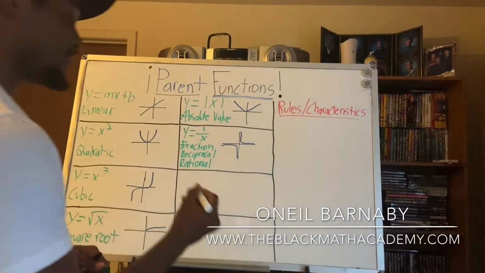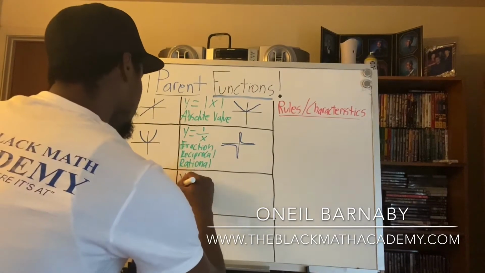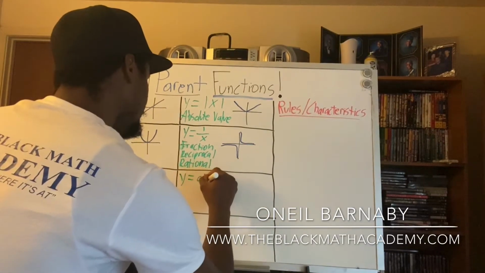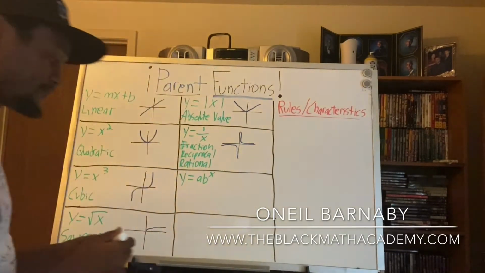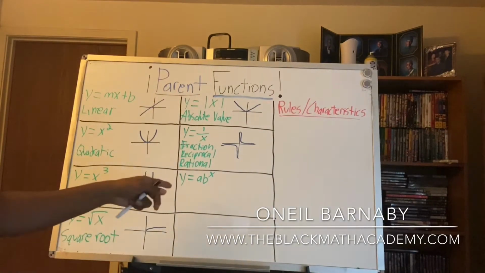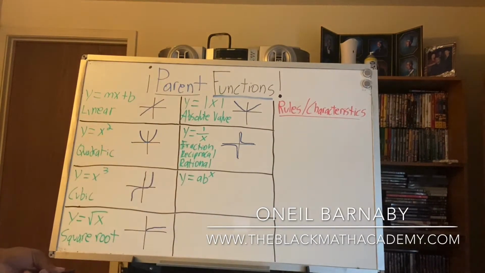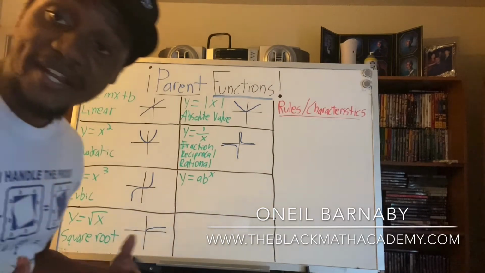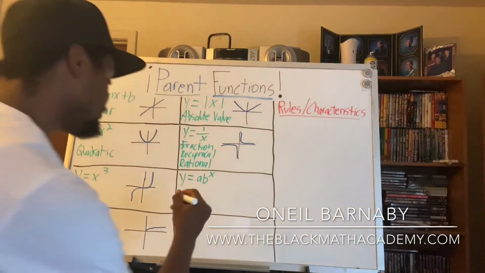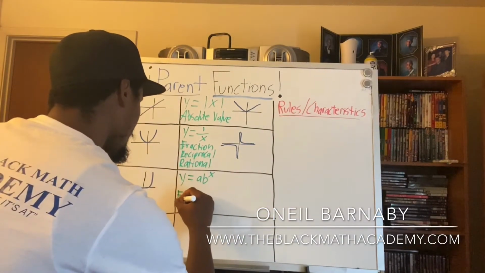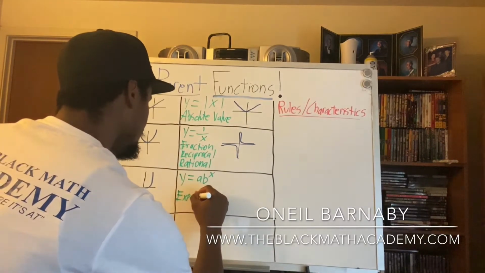Following, we have y equals a times b to the x power. Right? Y equals a times b to the x power is an example of an exponential function. So I'll write that down. Exponential.